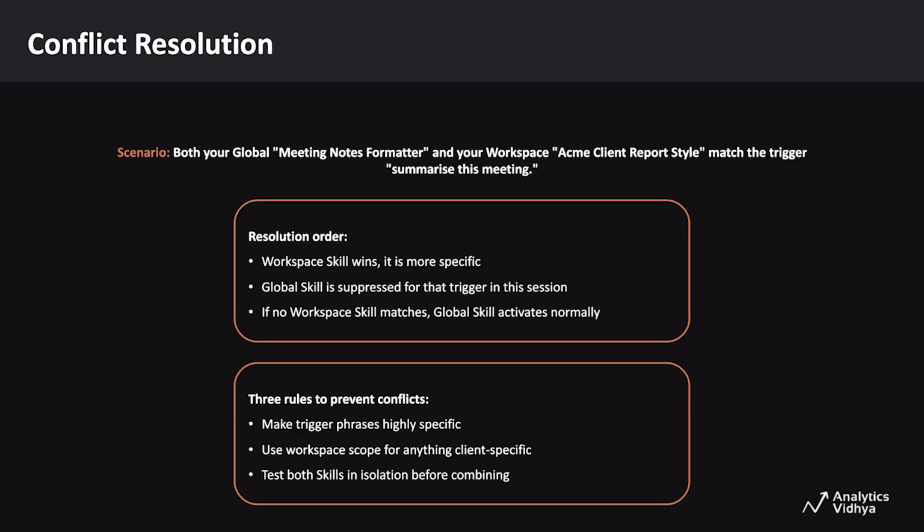Now, let's talk about conflict resolution. What happens if both a global skill and a workspace skill have the same trigger phrase? Simple. Workspace skills always win because they are more specific. If no workspace skill is triggered, the global skill takes over. To avoid conflicts, make sure your trigger phrases are specific and use workspace skills for anything that is client-specific.